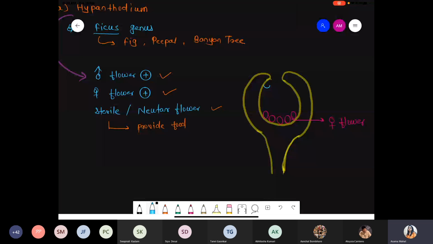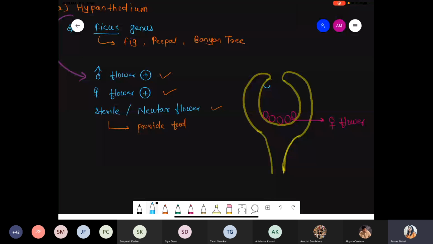There is a presence of male flowers, and where the male flower is present, it is exactly at the mouth region. And in the central part, between the male and the female flower, there is the presence of a third flower. That third flower is nothing but the sterile flower. So what is the meaning of hypanthodium?